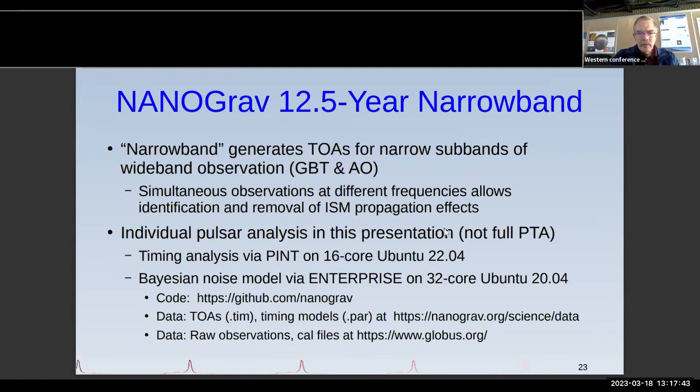And again, I'm not doing the full PTA. If you actually want to do studies for the gravitational wave, you need to look across all of the pulsars and not just look at a few of them. So for the timing analysis, I'm using a program called Pint.